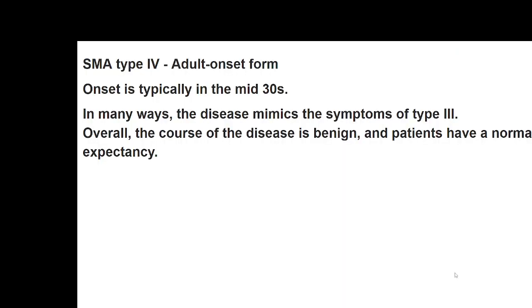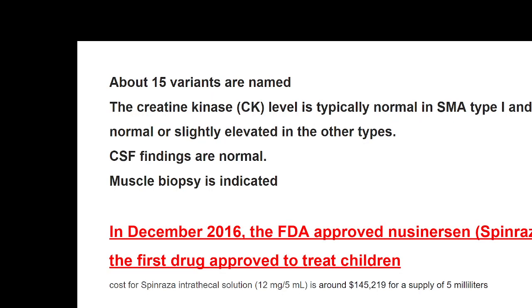Type 4 is the adult onset form, where onset is typically in the mid-30s, after the age of 30, and the disease mimics symptoms like type 3, similar. The overall disease course is benign and the patient may have a normal life expectancy but with difficulties.